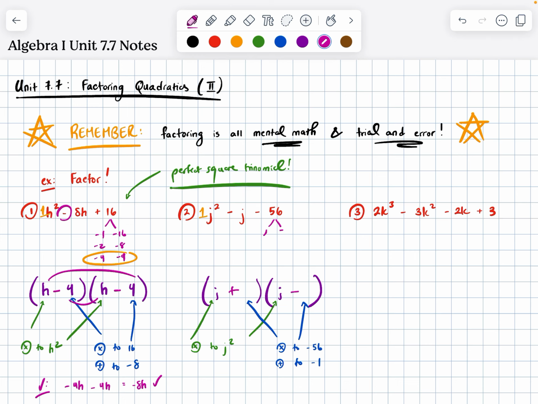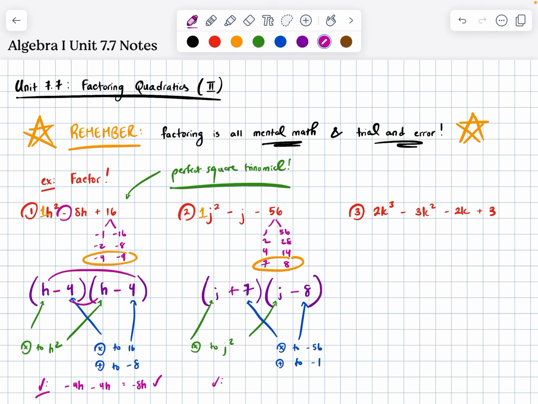Well, options. I could do 1 and 56. No way that's getting me anywhere near a negative 1. I could try a 2 and a 28. Again, no way that's getting me to a negative 1. I could try 4 and 14. Again, getting closer, but still not quite. Well, my last option, 56, is 7 times 8. So this option is going to do the trick. I just need to figure out which sign I need. Well, if I need a negative 1, I should take negative 8 and positive 7.